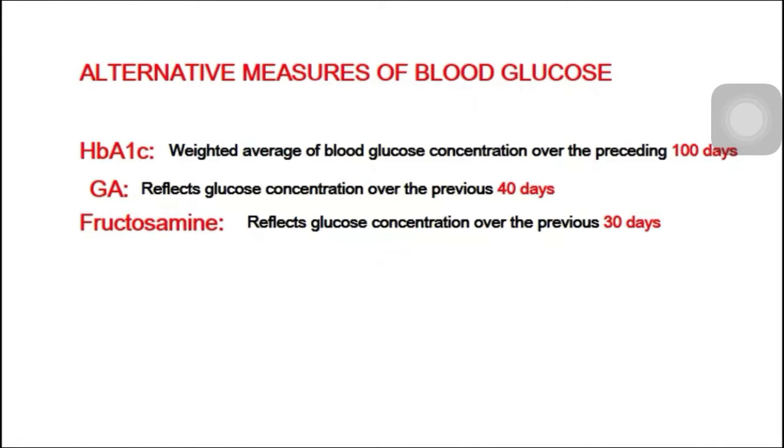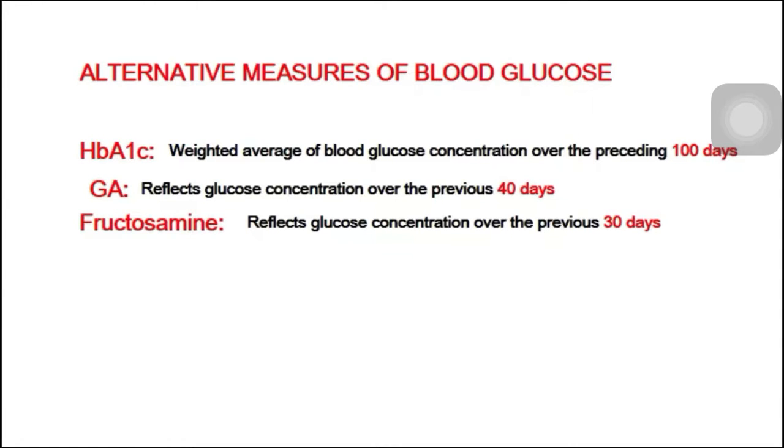As a result, GA or glycated albumin and fructosamine may be used to monitor short-term changes in blood glucose concentrations. For example, a recent change in pharmacotherapy. Other than that, in the same way that hemoglobin metabolism affects hemoglobin A1C, GA and fructosamine are affected by conditions that influence serum albumin metabolism.